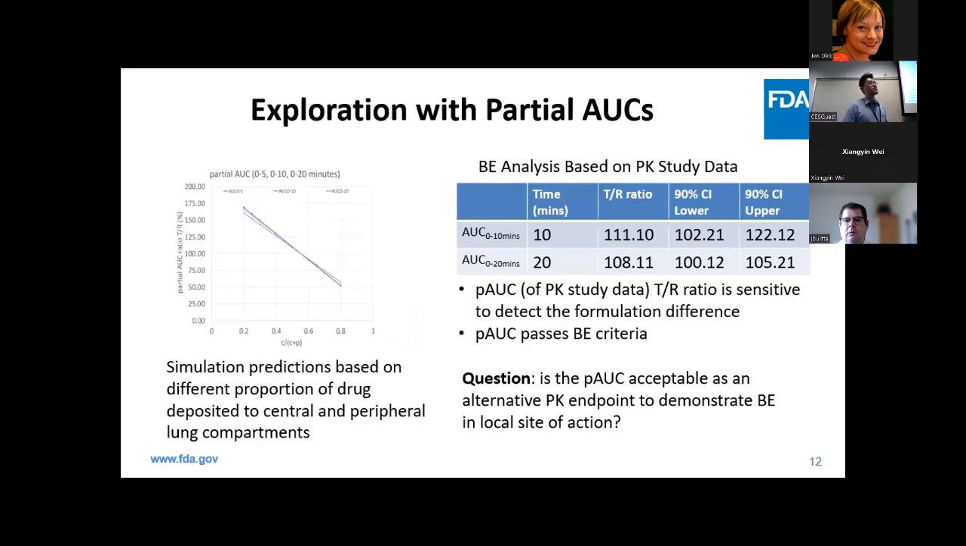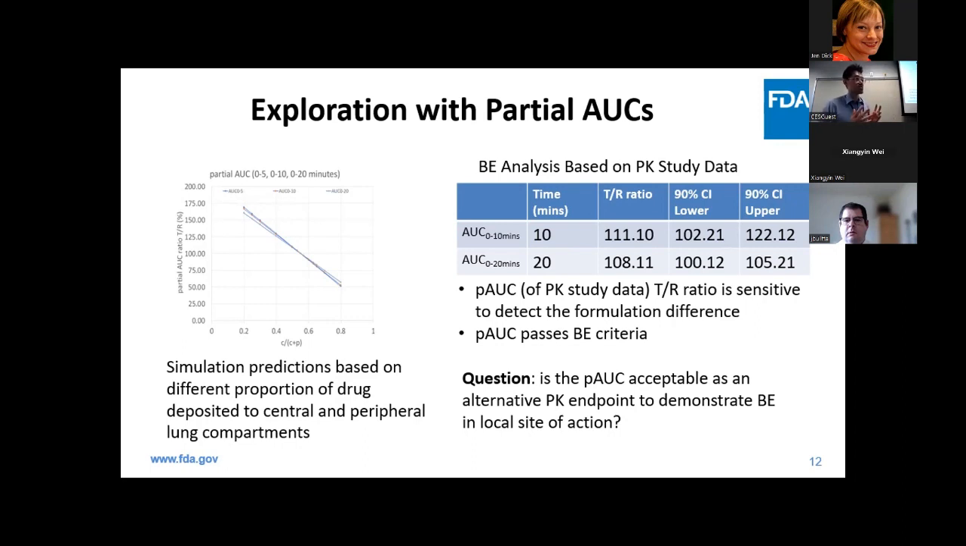And then looking at the model, when your model is validated, the left graph tells you how sensitive the model is. On the x-axis is the C to P ratio, the central to peripheral ratio, and you will vary it. Then you look at the partial AUC, because we already know there is very rapid absorption, only a few minutes. How can we look at the impact on partial AUC, even at 5 minutes, 10 minutes or 20 minutes? Can we use the partial AUC as an alternative PK metric, which we discussed yesterday as well?